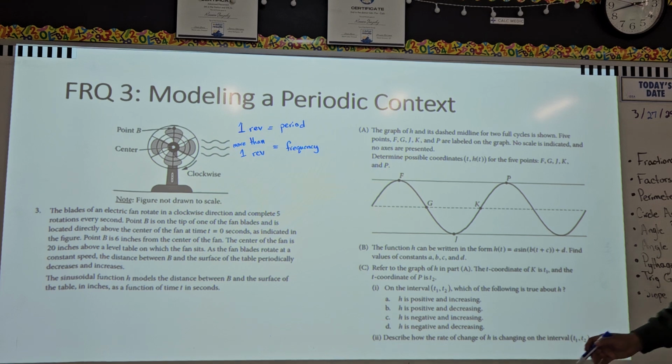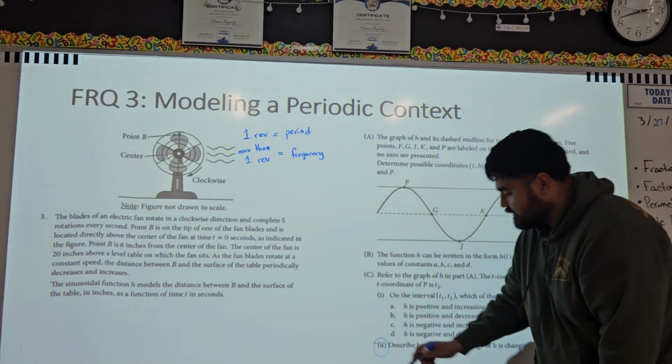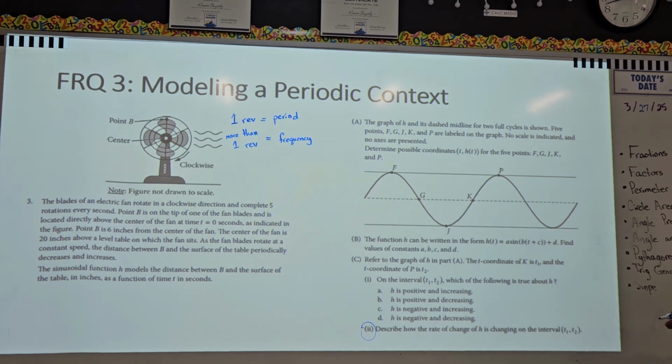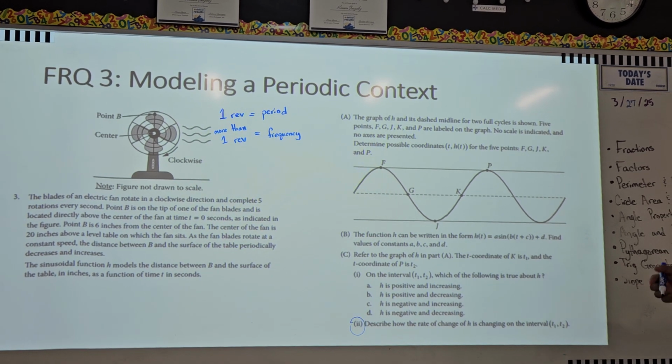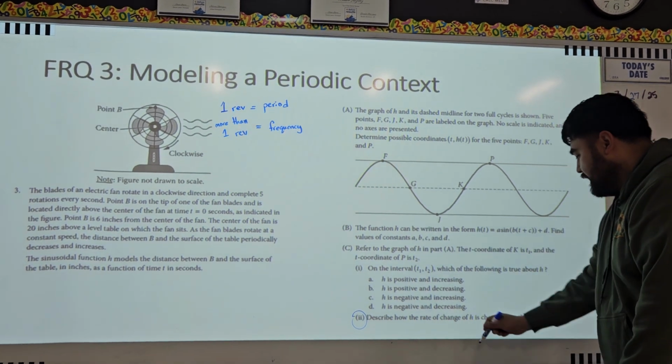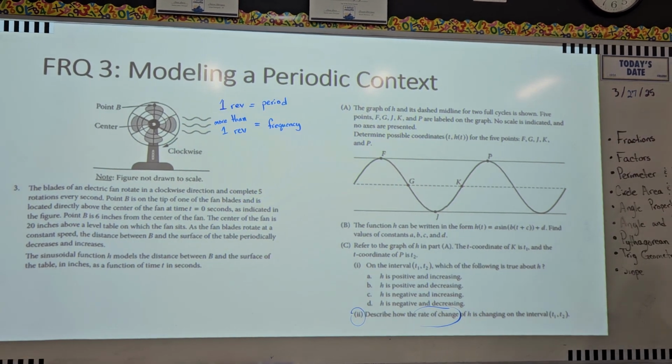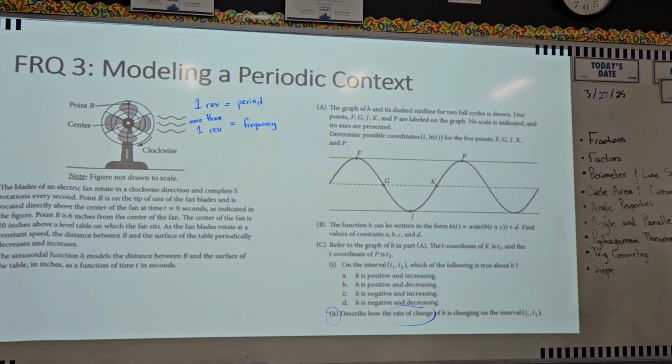So start off with C, the second section. It's the final part, the easiest point you're going to get in the whole exam. So what do I do here? Well, basically it's telling you, describe how the rate of change. So there you go, the rate of change. Rate of change has to do with concavity. Is it concave up or is it concave down?